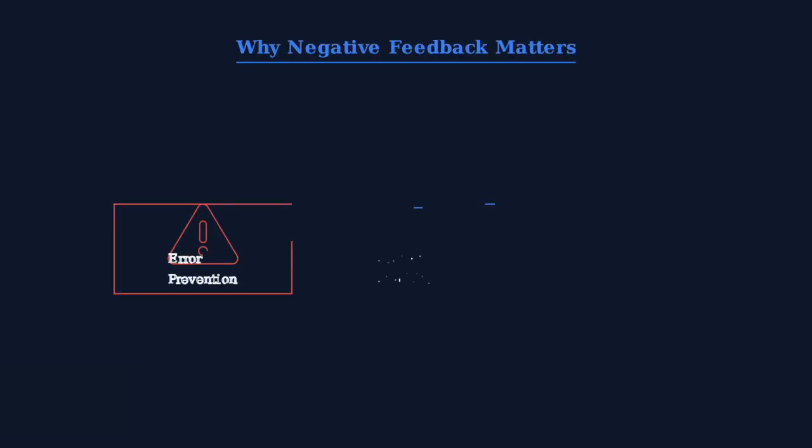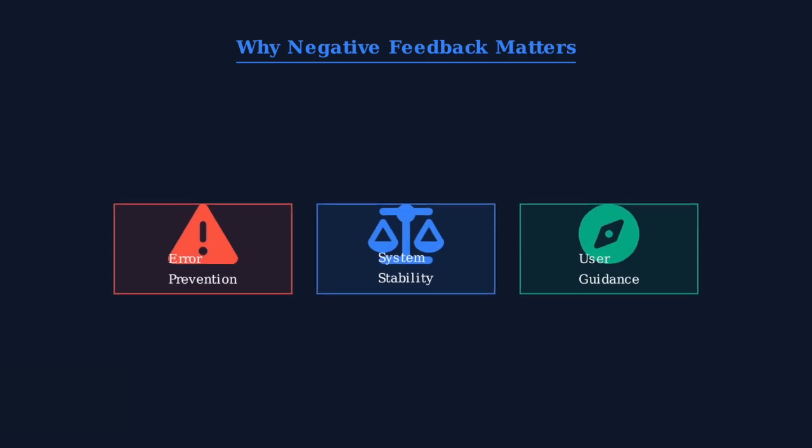These negative feedback loops work tirelessly behind the scenes to create smoother, more reliable user experiences. They catch our mistakes, guide us toward correct actions, and automatically maintain optimal system performance. Understanding these mechanisms helps us appreciate the sophisticated intelligence built into everyday technology.